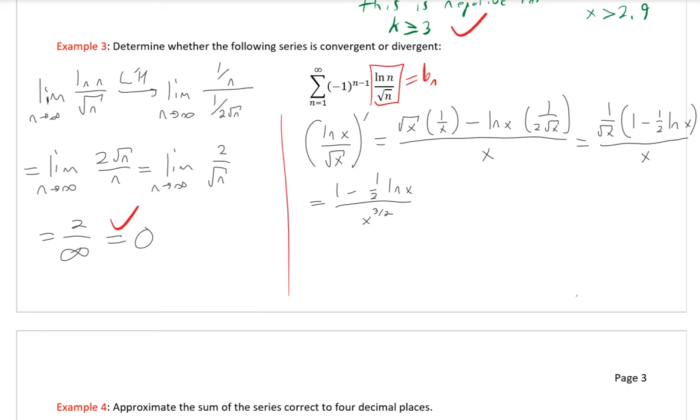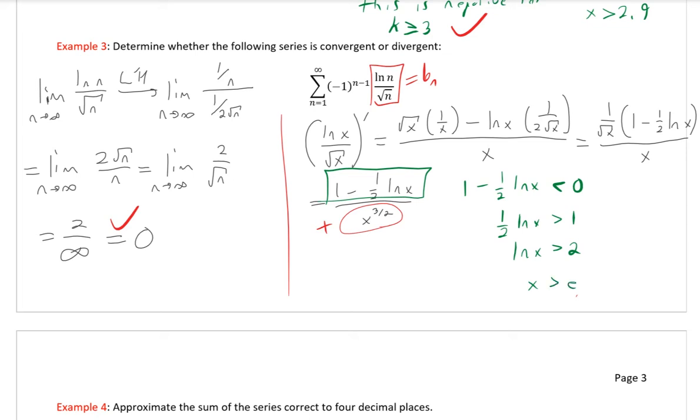Now again, that's the derivative, and what we want to show is where this is negative. As x approaches infinity, or n approaches infinity, the bottom term will always be positive. Any positive term taken to the 3/2 will also be positive, but the top possibly could be negative. So that's what we need to focus on. So 1 minus 1/2 natural log of x less than 0. Subtract 1, and multiplying by a negative, you get 1/2 natural log of x greater than 1. You get natural log of x is greater than 2. And then take e to both sides, you get x is greater than e to the second power.